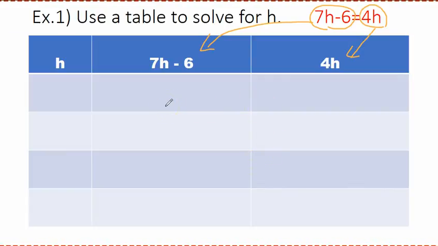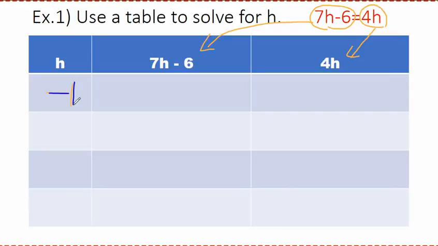So let's begin. You can choose any number you want for your h. You can start from -5, -4, -3, -2, 0, 3. This is like guess and check. You pick any number for h, substitute it into the expression, and then simplify. Let's start from -1.